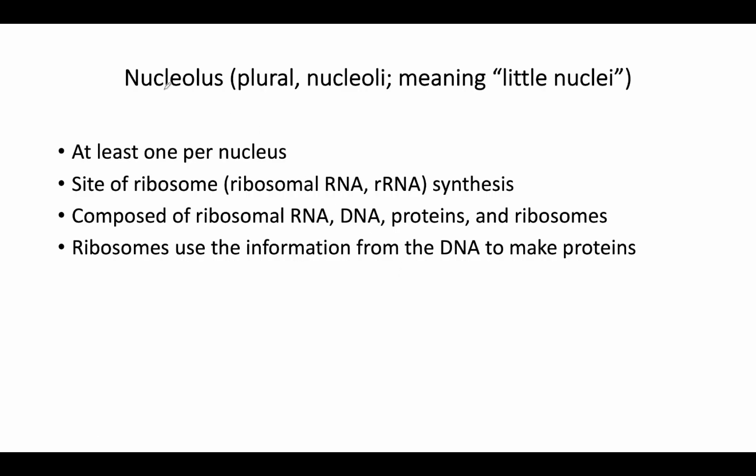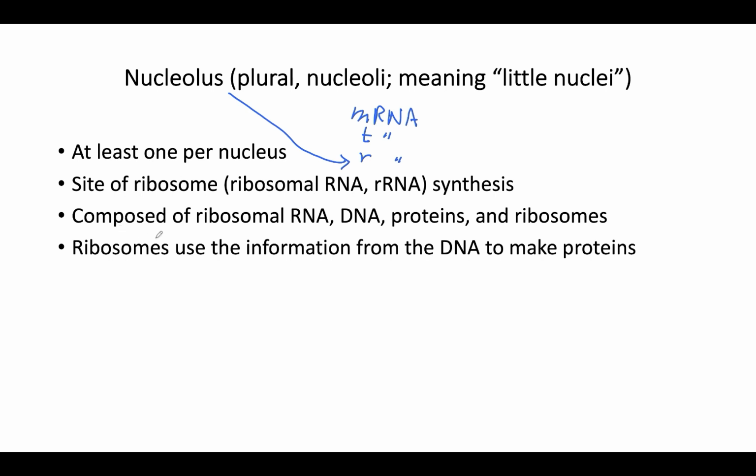Nucleolus, okay, don't confuse it with the nucleus. At least one nucleolus exists inside the nucleus. The nucleolus is the site of ribosome production. Inside the nucleolus, ribosomal RNA is synthesized, and this ribosomal RNA is produced from the nucleolus. The nucleolus produces ribosomal RNA. The nucleolus is composed of ribosomal RNA, DNA, protein, and ribosomes.